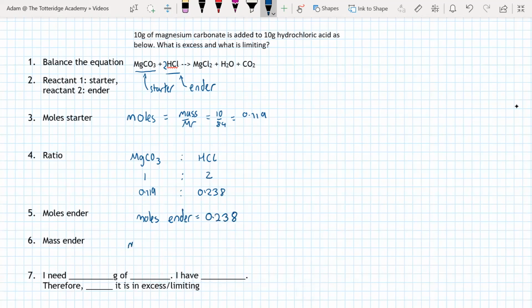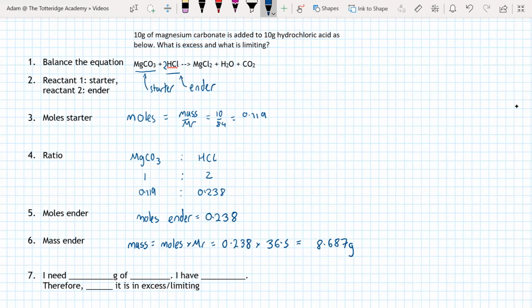My mass equals the moles times the Mr, which in this case is 0.238 multiplied by the Mr of HCl, which is 36.5. And I plug that into my trusty calculator, and I get 8.687.